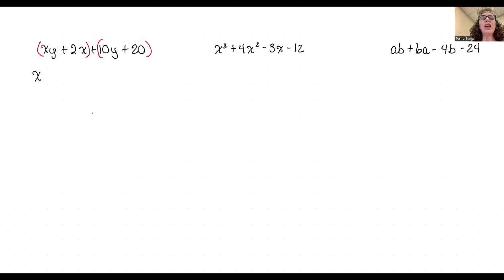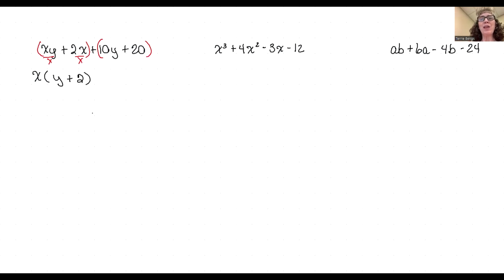So we're going to bring that x out. That's going to be our greatest common factor. And we're going to divide each one of those two terms by that x. When we do that, the x's cancel and we're left with just y, plus, the x's cancel again, so we're left with y plus 2.